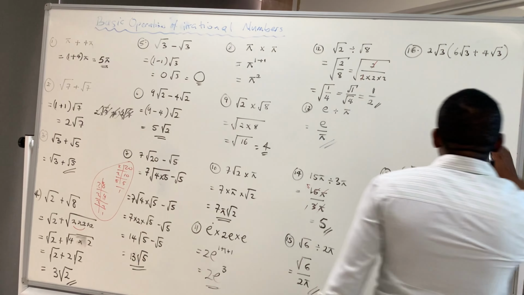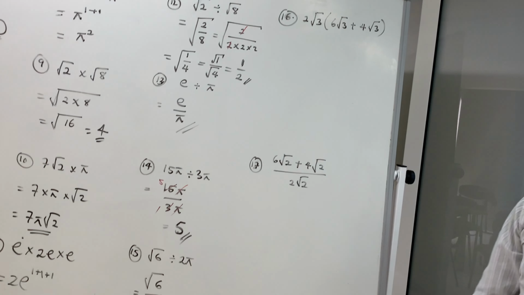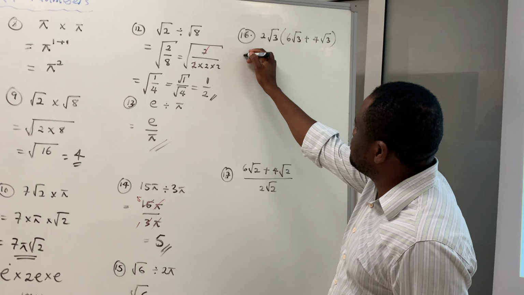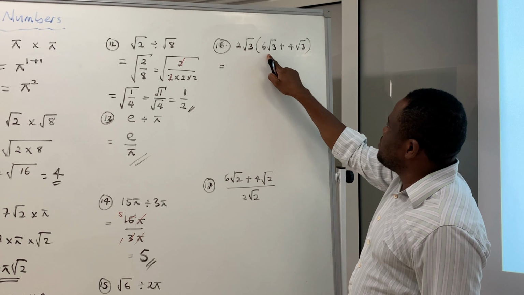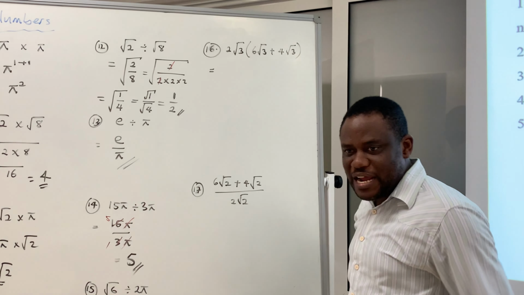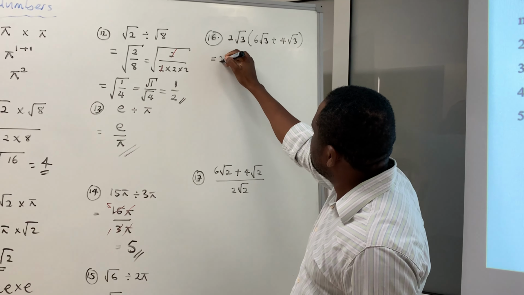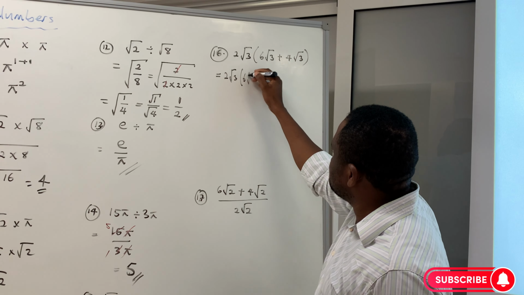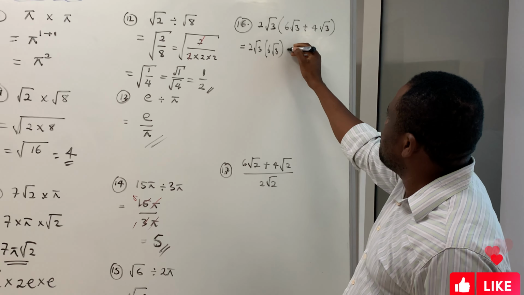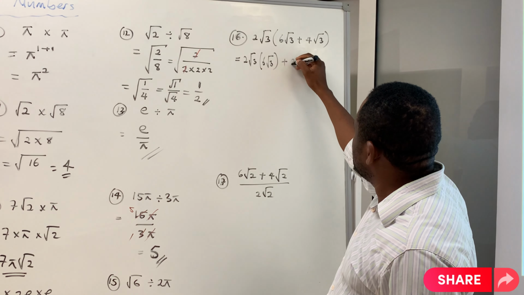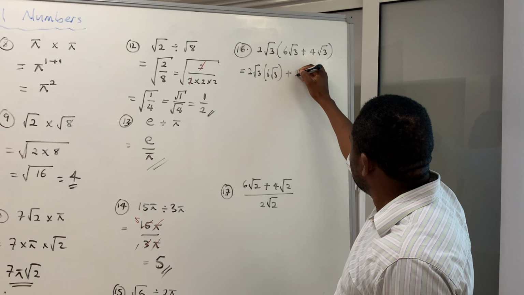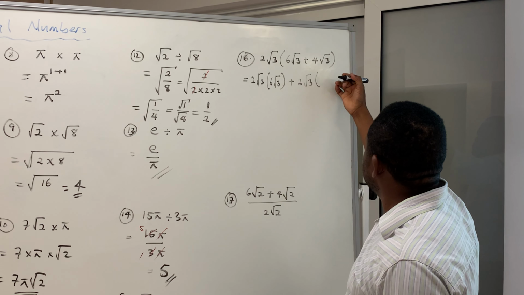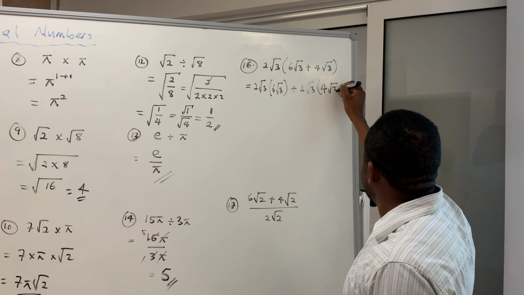Okay, good. This one is comprehensive, addition and then multiplication. So let's multiply. This times this, and this times this. So let us first open the bracket. So we have 2 root 3 times 6 root 3, plus 2 root 3 times 4 root 3.